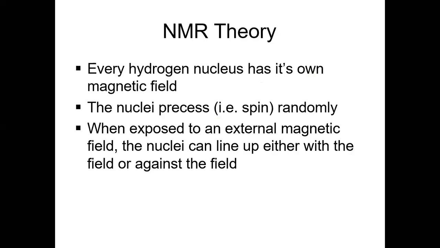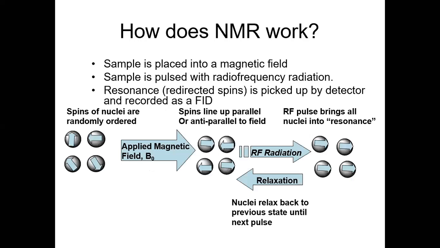All right, so I think I've talked about this before, so I'll just run through this, and then we're going to jump right into some examples. So you put your sample into the magnetic field. Remember, every nucleus has its own magnetic field. So when you put in the sample, all of your nuclei are precessing on their own. The spin is just random.